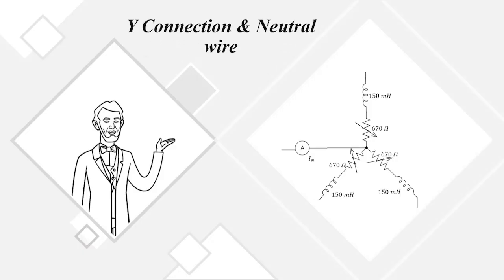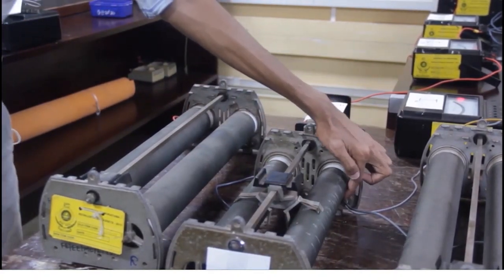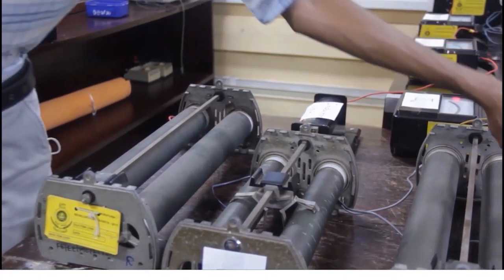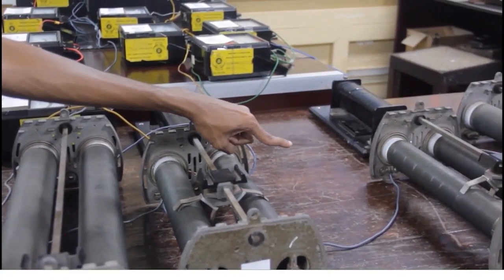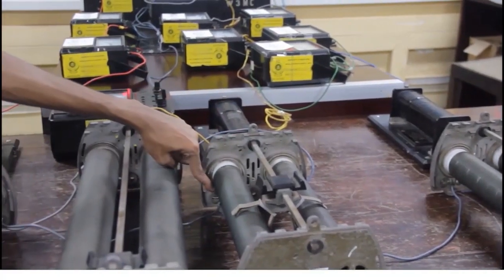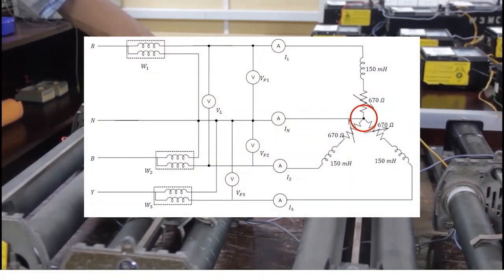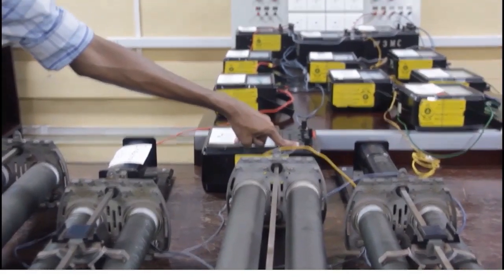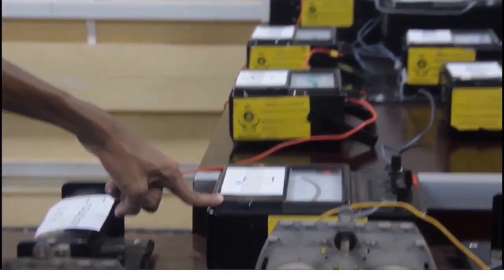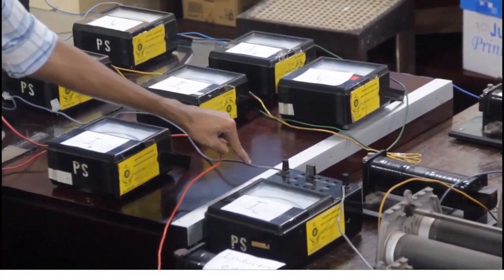Then the star connection and the neutral wire. This point of the 180 ohms rheostats of phase R, phase Y and phase B are used to form the star connection. Phases B and Y, phases Y and R are connected in one terminal, which is the common point of the star connection. This common point is connected to one terminal of an ammeter. The other terminal is going to the neutral point of the panel board.